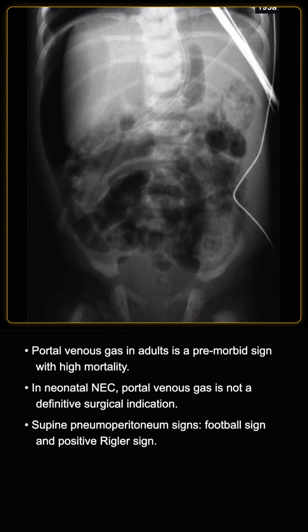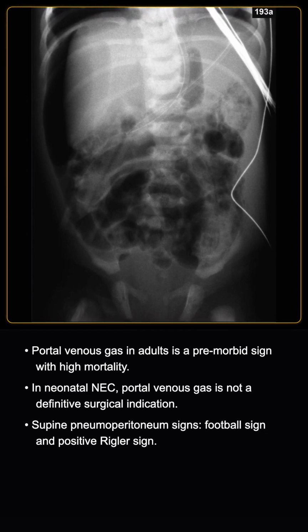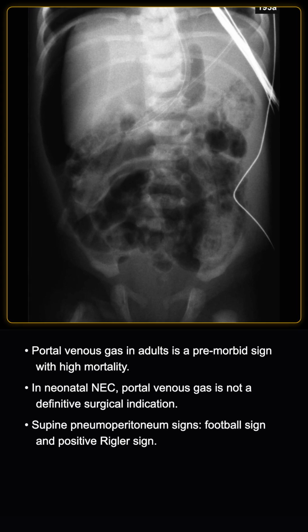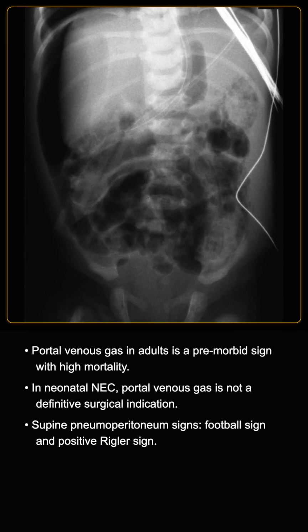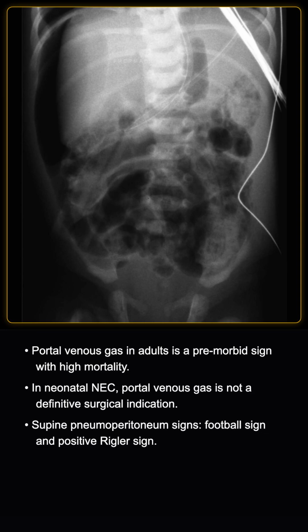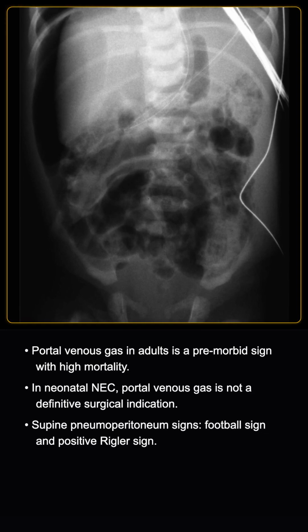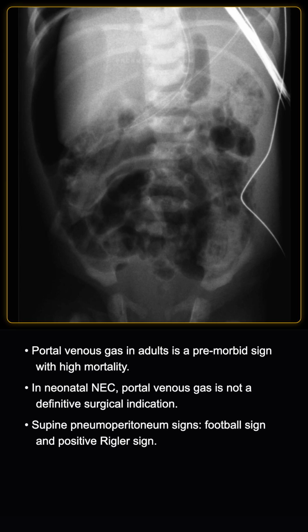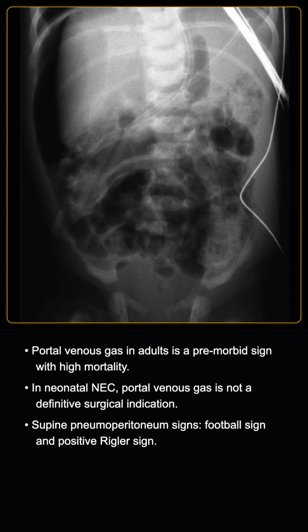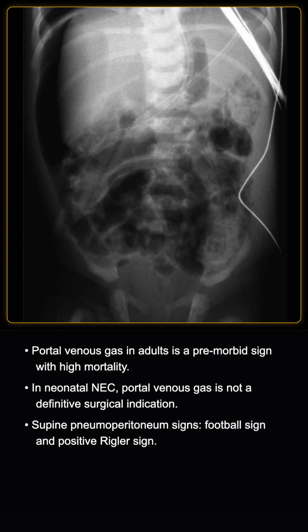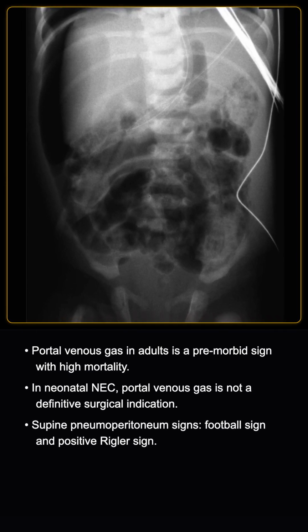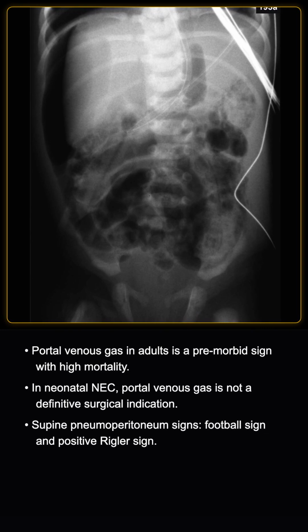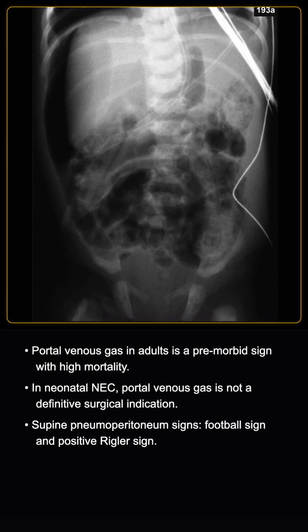In neonates with necrotizing enterocolitis, portal venous gas can occur transiently and does not carry the same universally grave prognosis or represent an absolute indication for surgery. On a supine neonatal radiograph, pneumoperitoneum can present as the football sign, where free air forms a large oval lucency in the central abdomen, and the Rigler sign, where free air outlines both the inner mucosal and outer serosal borders of the bowel wall, as seen on the second film.